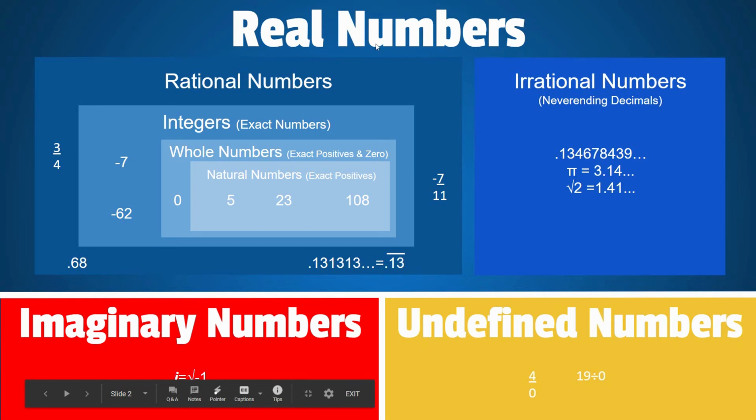Let's look at the real numbers. The real numbers are divided into 2 different categories. That's why I put them in their own little box here, and this in their own little box here. In this box, we have rational numbers. In this box, we have irrational numbers. The biggest difference is that irrational numbers cannot be expressed as a fraction. These have never-ending decimals, which makes it impossible for us to really write as a fraction.